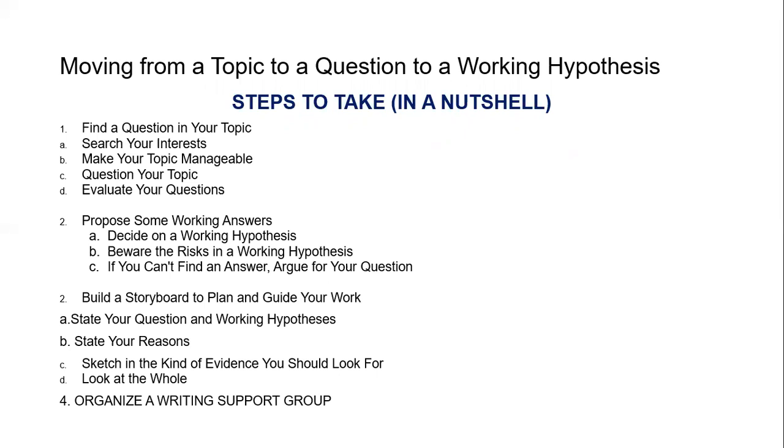Now, moving on from a topic, let's say you already have a topic in mind, but you're not yet sure about the research question you have formulated. So here are steps that you could take in a nutshell. Number one, find a question in your topic. Next is propose some working answers. Third is build a storyboard to plan and guide your work. Number four, organize a writing support group.